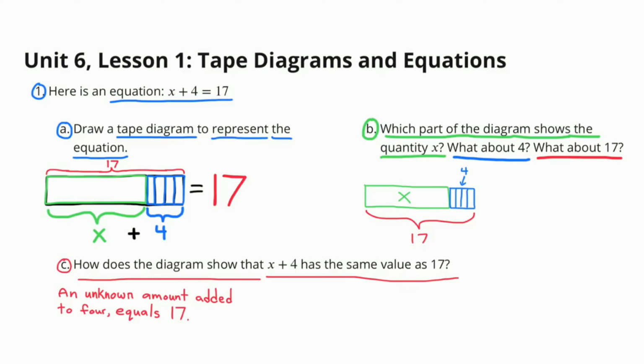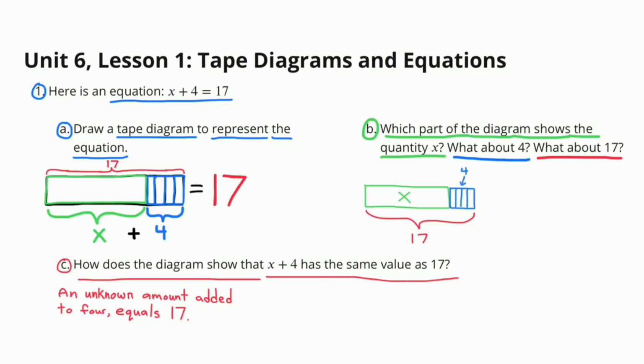B. Which part of the diagram shows the quantity x? The quantity x is represented by the larger green rectangle. What about 4? Again, the four smaller rectangles represent the value 4. What about 17? The green rectangle and the four smaller blue rectangles combined equal 17.